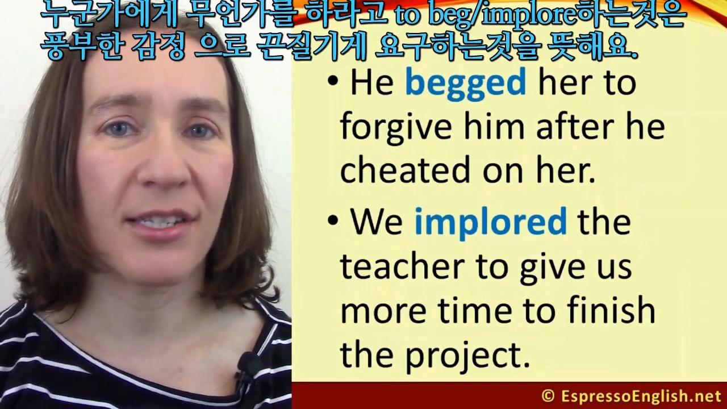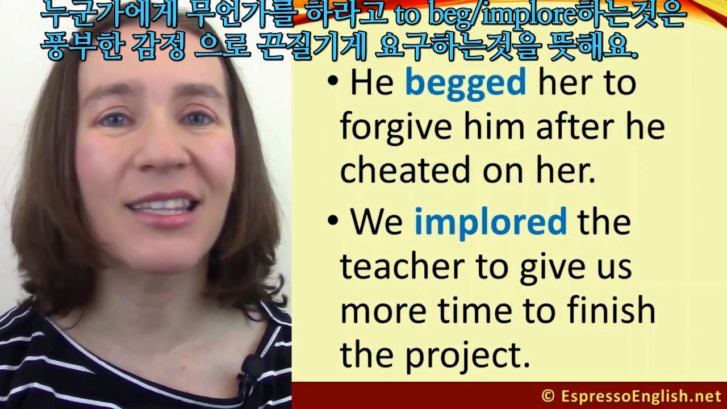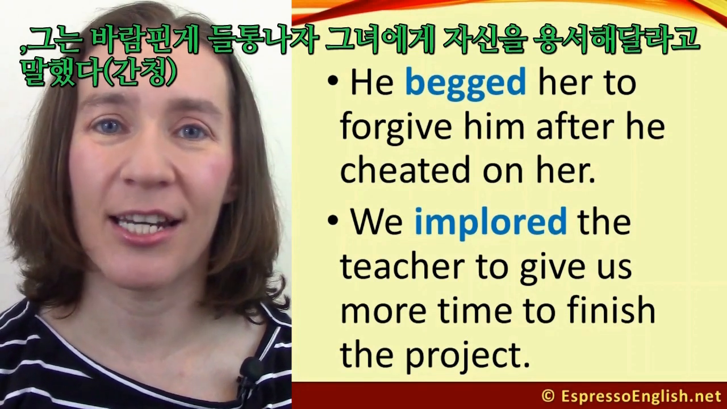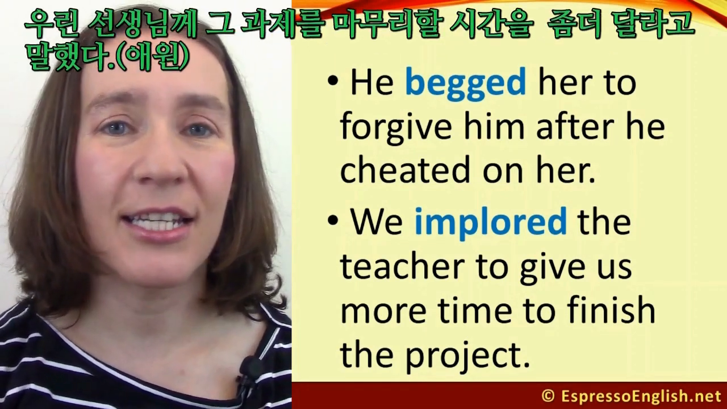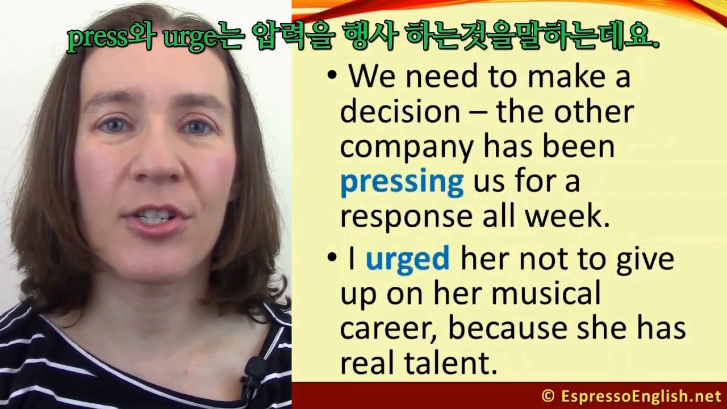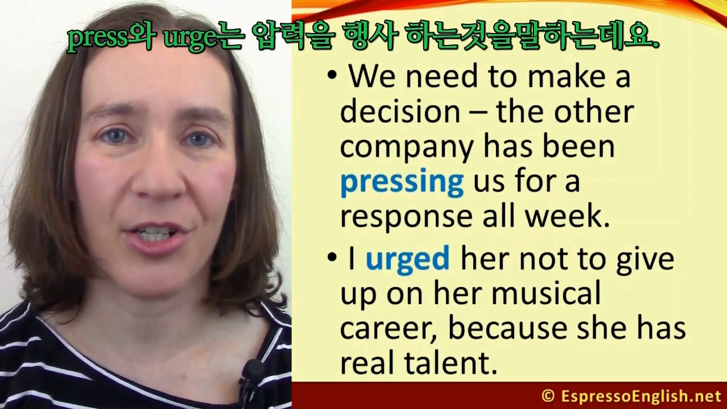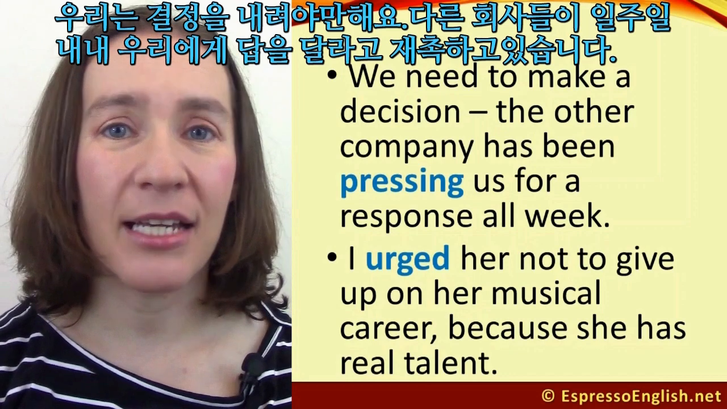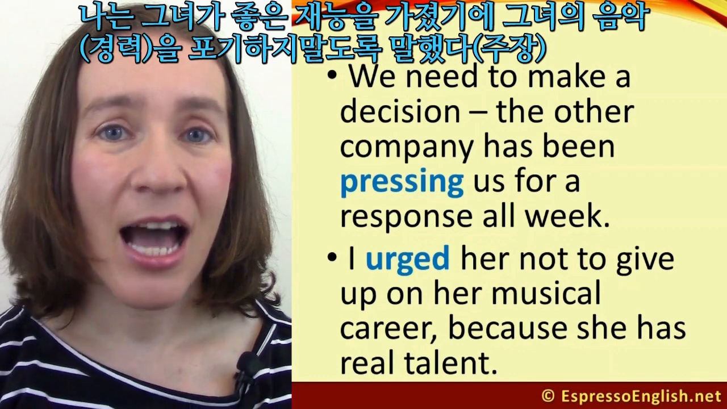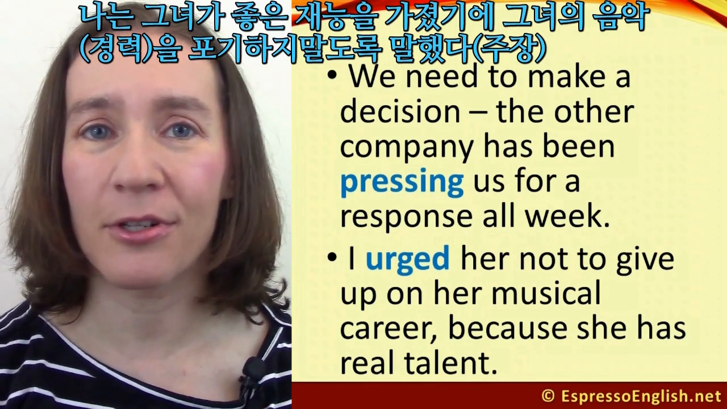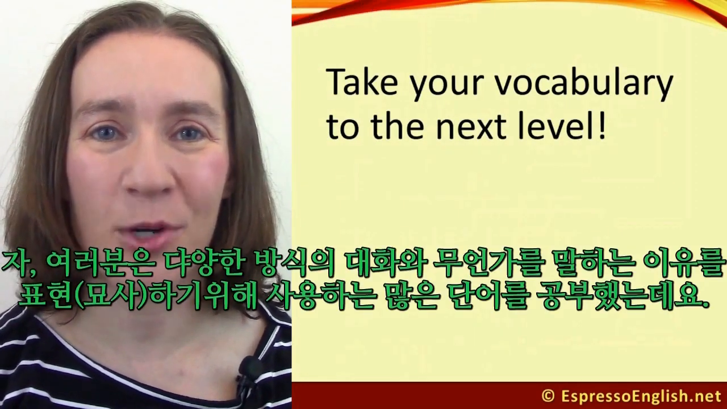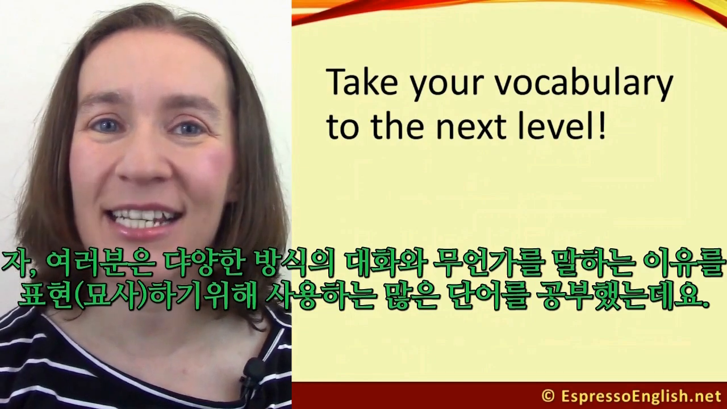To beg or implore someone to do something means to ask persistently with a lot of emotion. For example, he begged her to forgive him after he cheated on her. We implored the teacher to give us more time to finish the project. To press or urge someone refers to applying strong pressure. For example, we need to make a decision. The other company has been pressing us for a response all week. I urged her not to give up on her musical career because she has real talent. Now you know a great variety of words to describe different ways of talking and reasons for saying something.